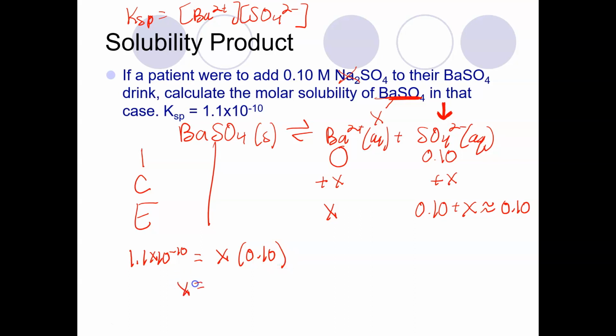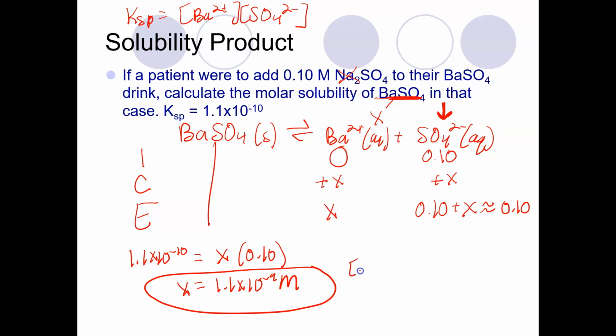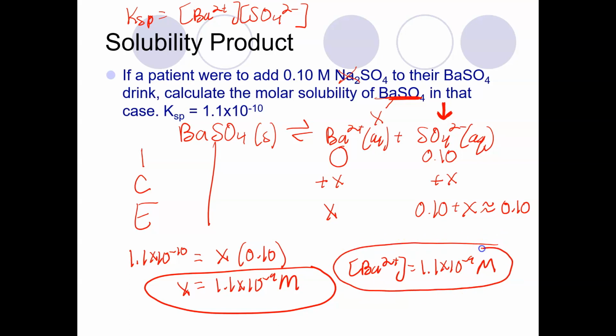I've got to do a little bit of math here. And when I do my little bit of math, I get 1.1 times 10 to the negative 9th as the molarity. Okay, so that's the molar solubility of barium, if we added sodium sulfate to this. So what happens is 1.1 times 10 to the negative 9 is way smaller than 1.0 times 10 to the negative 5th. So if we added that sodium sulfate, you're getting less barium dissolved in your body, so it's less toxic. Okay?